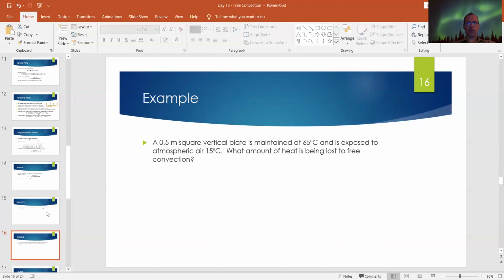So next up, a few examples. A 0.5 meter square vertical plate maintained at 65 degrees Celsius, exposed to atmospheric air at 15 degrees Celsius. Want to know what the heat loss is due to free convection.